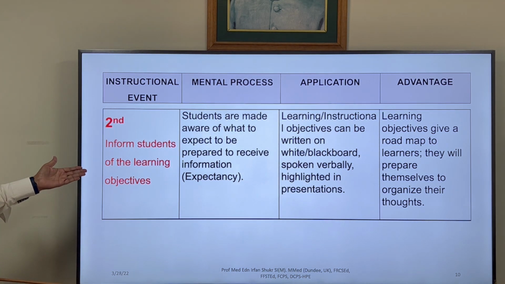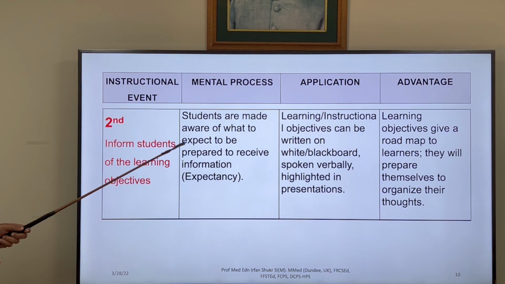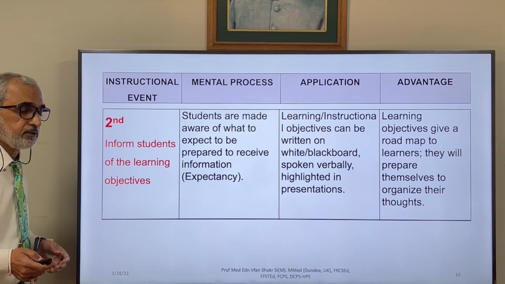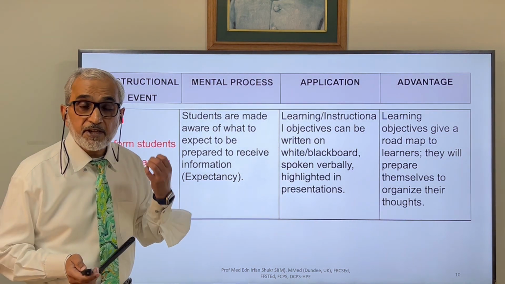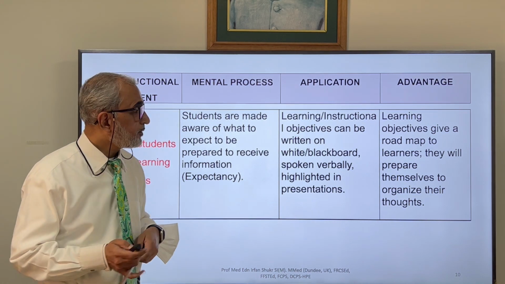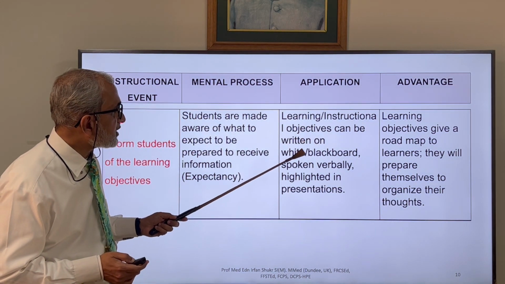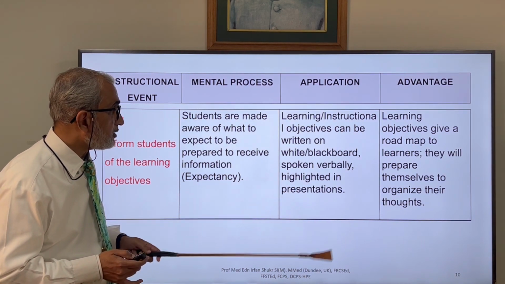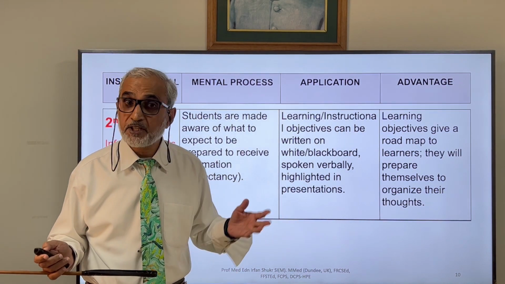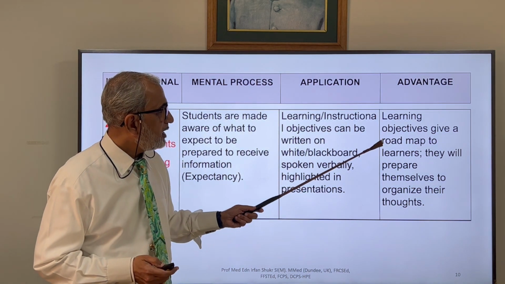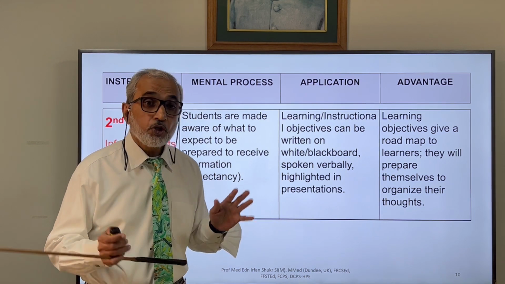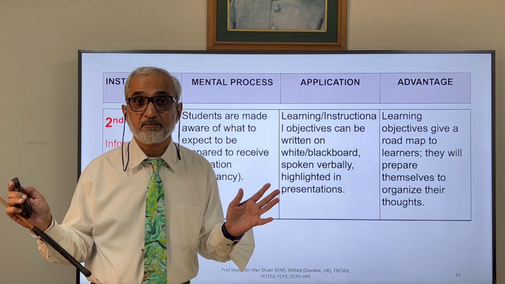Second is inform the student of the learning objective. The mental process is expectancy. Students are made aware of what to expect, to be prepared to receive information. This is also the relevance. Learning objectives can be written on the whiteboard, spoken verbally, or highlighted in a presentation. There are different methods. The advantage is that learning objectives give a roadmap to learners. They will prepare themselves and organize their thoughts.